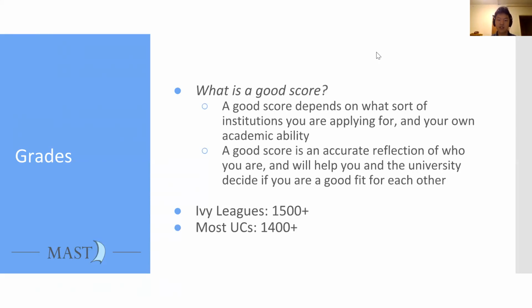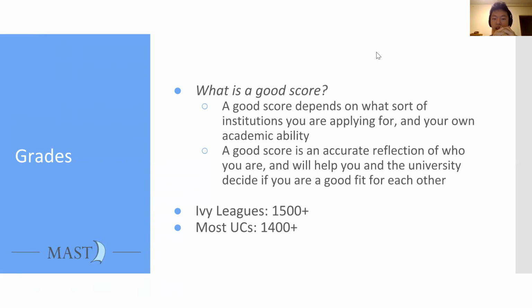So what is a good score? This is a very tricky question, and I don't think there's a very hard and fast answer to this. A good score really depends on what sort of academic institution you're applying to. A good score, if you're trying to apply to UCLA, might be different from what you might expect from a person applying to U Chicago. And a good score really depends also on your own academic ability. I think a good principle to go with is that a good score is an accurate reflection of who you are. Because if it isn't, then it's highly unlikely that you and the university can decide whether or not you are a good fit for each other.